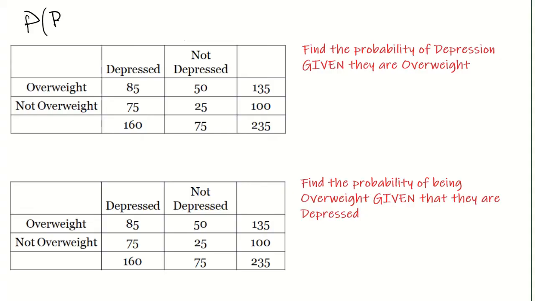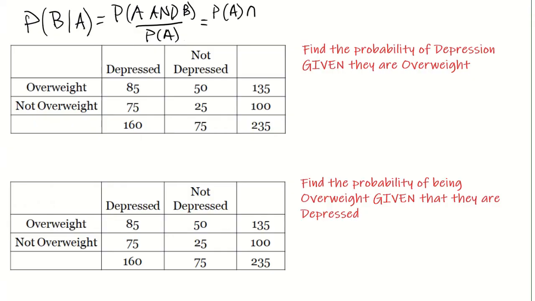That's the probability of B given A equals the probability of A and B divided by the probability of A. And if you recall, the probability of A and B is the intersection of the two probabilities.